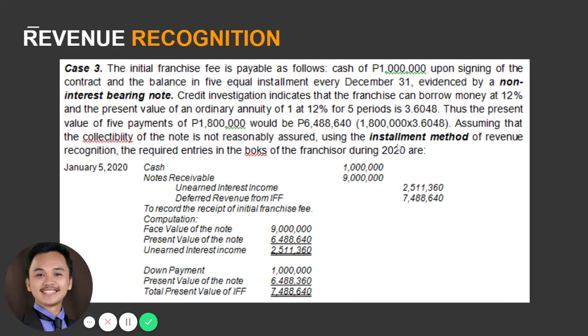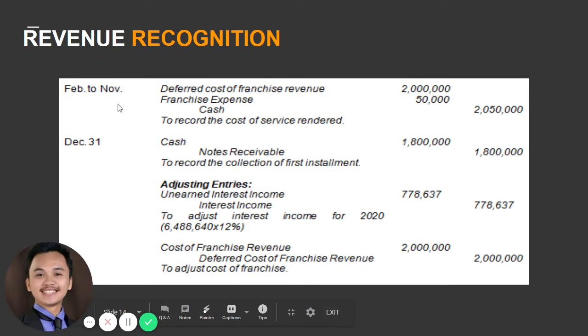So since it is an installment, guys, later on we compute our total collection and then we compute our GPR. We multiply whatever is the amount of our total cash collection for the year to compute for the realized gross profit. Okay? Now, here's the entry also from February to November.